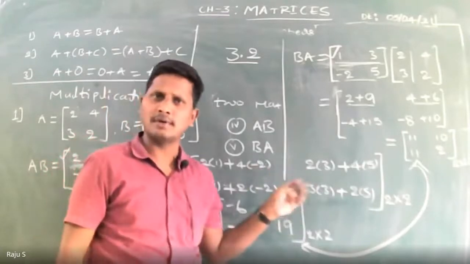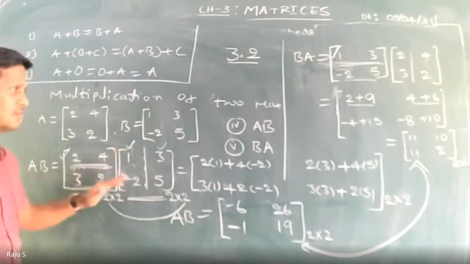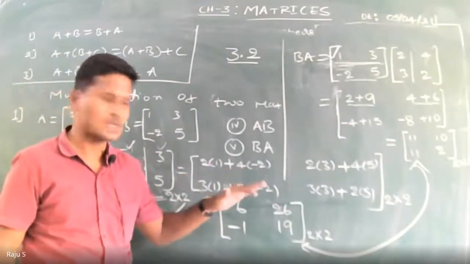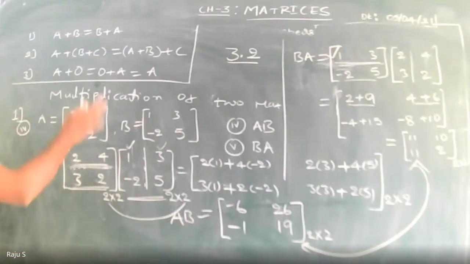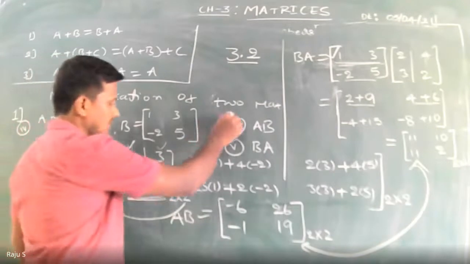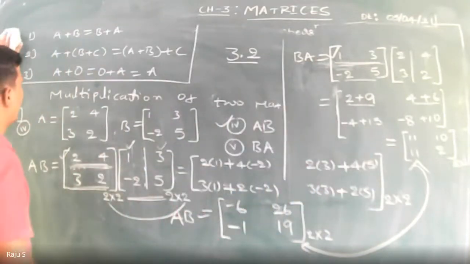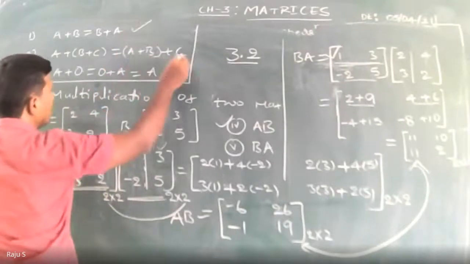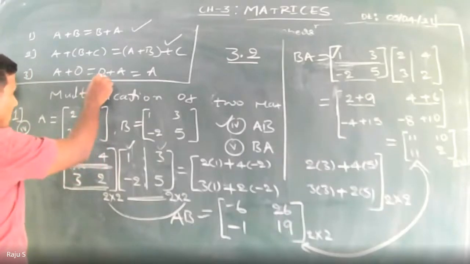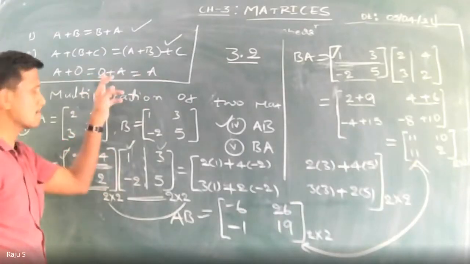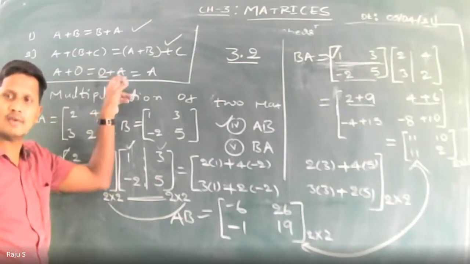Okay, a few properties are there. That way I will write on the board. So these are the answers for the first question, fourth subdivision, and that is the fifth subdivision answer. So this is commutative, this is associative. This zero is called the additive identity of the given matrix.